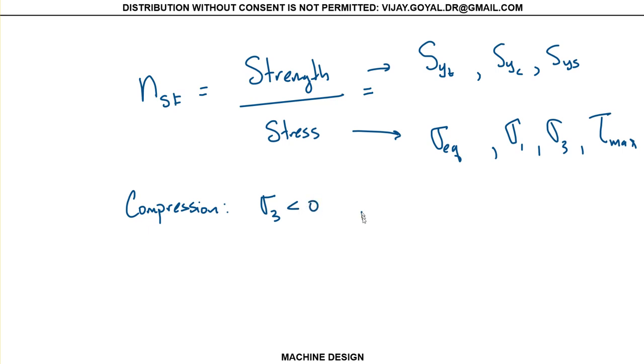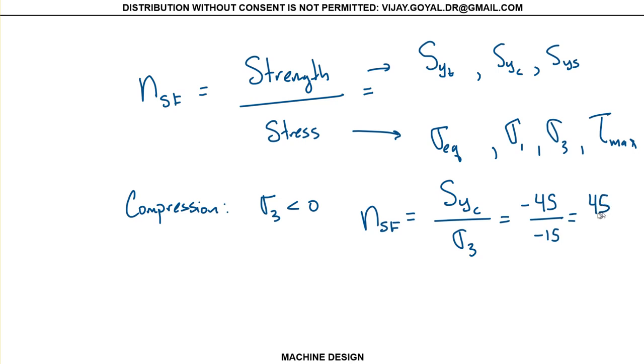So my factor of safety in this problem will be sigma yielding in compression divided by sigma 3. Obviously this also has a minus sign involved. Just to put some numbers, maybe this is minus 45 and this number is minus 15. So minus minus cancels out, and you just end up with 45 over 15. You just take the absolute value of these, and check for positive numbers.